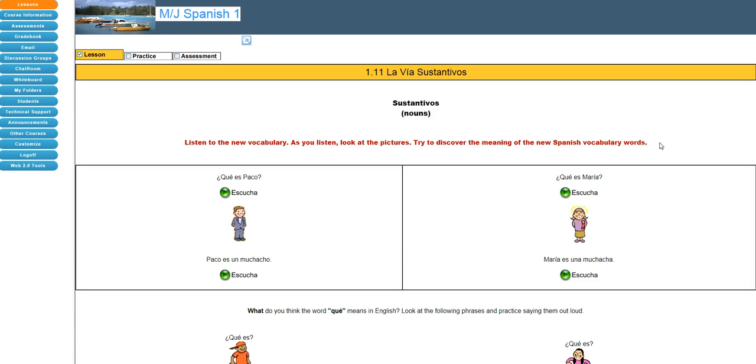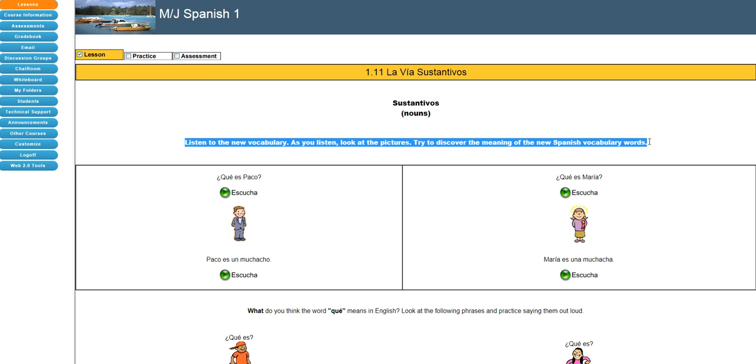Okay, we're going to look at lesson 1.11, sustantivos, which is how you say nouns in Spanish. So one of the things, of course, it always says is to make sure that you listen to the vocabulary and you're going to look at the pictures and you're going to try and tell what that is.